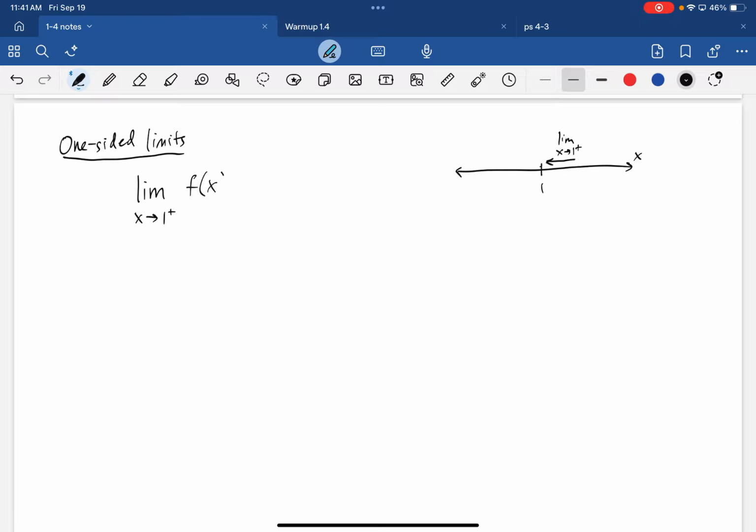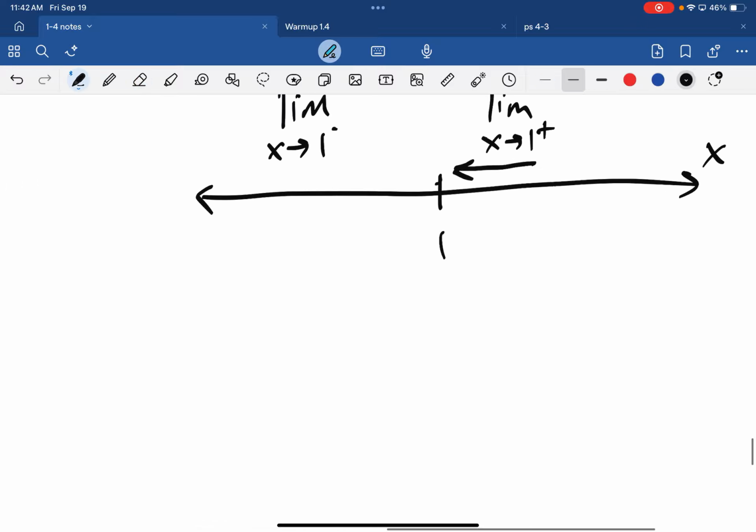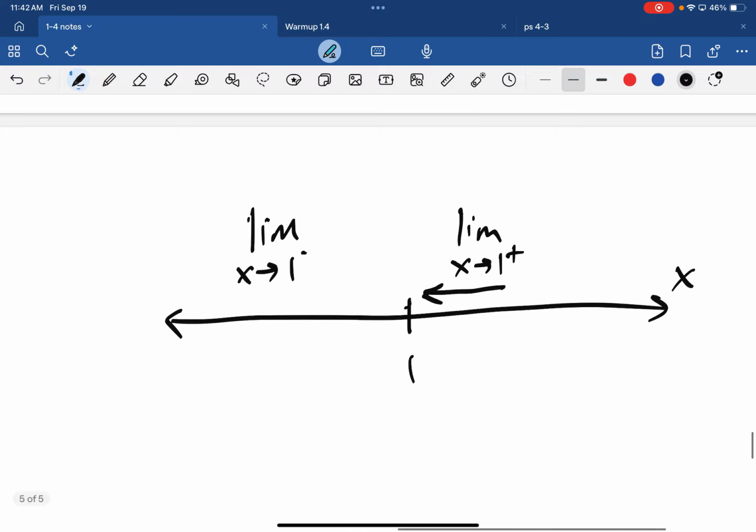Here, f of x. On the other hand, a limit that's from the left side, we write it using a minus sign, kind of like an exponent to the right above the 1. And that looks like this. x to the 1 minus. Okay? You guys see this? Make it bigger.